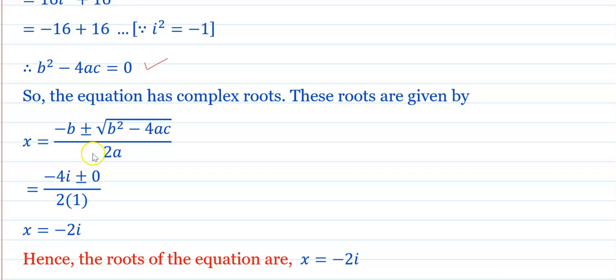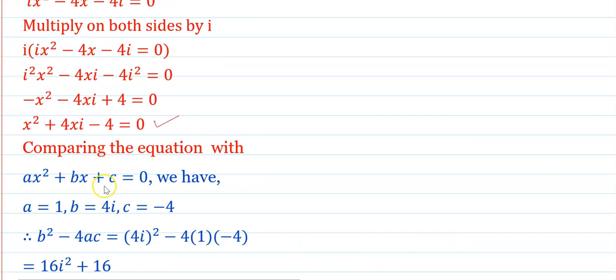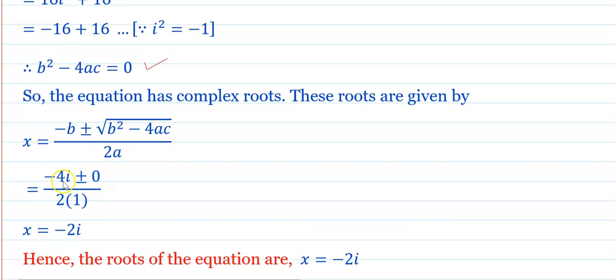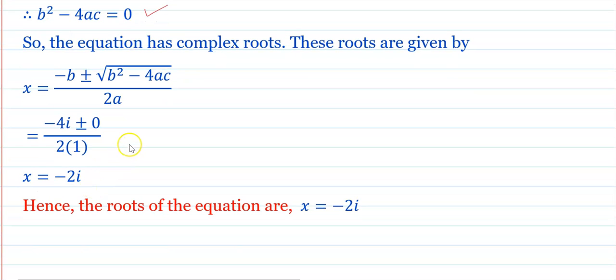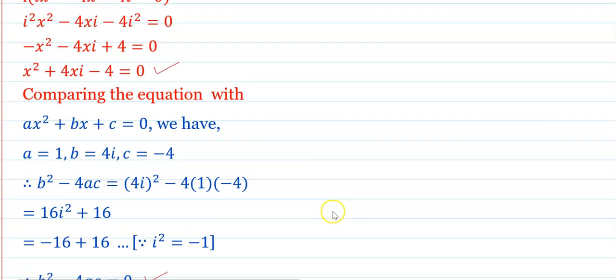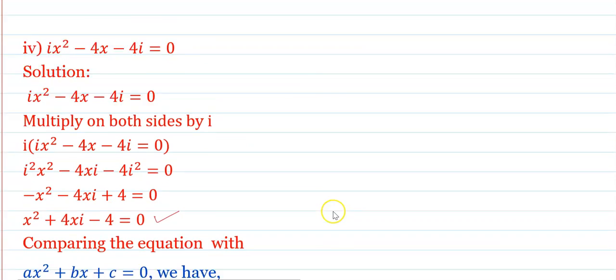Okay. Substitute the value of b. b is equal to 4i, and therefore it is -4i ± the value of the discriminant. What is it? It is 0, upon 2 into 1. Okay, and therefore you will get -4i upon 2. You will get x = -2i, and hence the root of the equation is x = -2i. Okay, you can check this here.